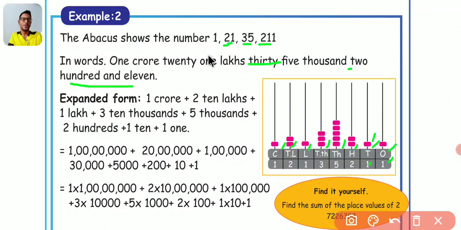1 crore means 1 crore. You have to write the place. 21 lakh means 20 lakh and 1 lakh. Then 3 10,000s. What is the place value of 3? 3 is in which place? 10,000's place. Okay, I will explain it clearly.